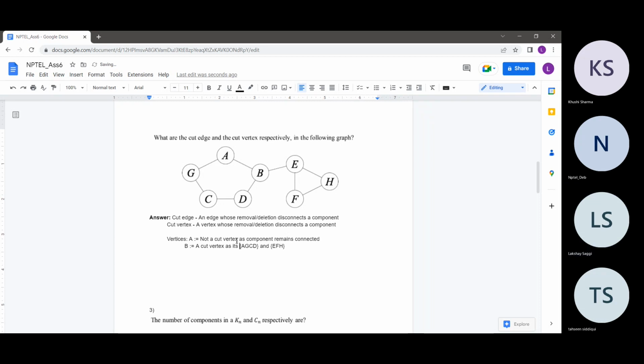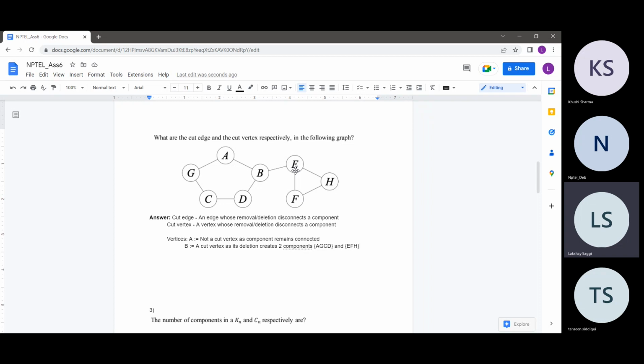as its deletion creates components which are AGCD and EFH. So B is a cut vertex. Similarly, we can go over the other vertices orally, I guess. C won't be a cut vertex, since even after removal of C, the whole graph remains connected. Now going for D, again removal of D will still not affect the whole graph, as it will still remain connected.